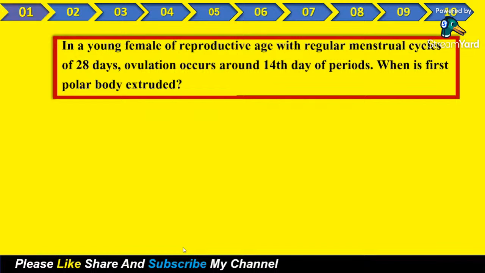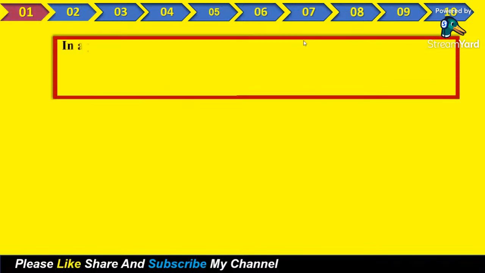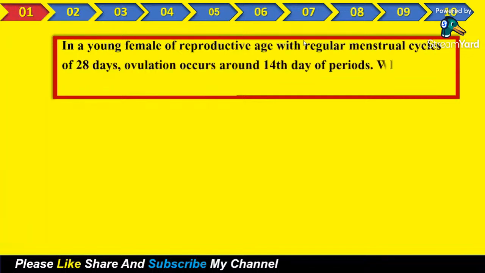This should be a regular practice. Immediately after reading the question, you should think of the correct option. Once this comes through practice, once you think of the correct option, then you will focus on the correct option only, and you will be able to mark the correct option. So, when is the first polar body extruded?